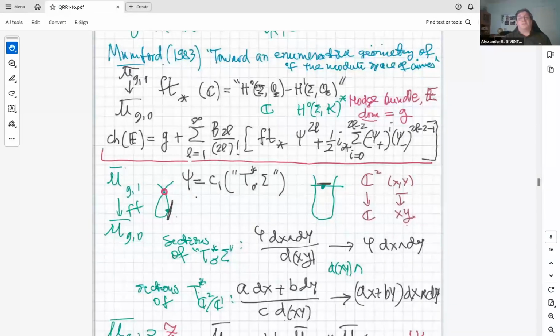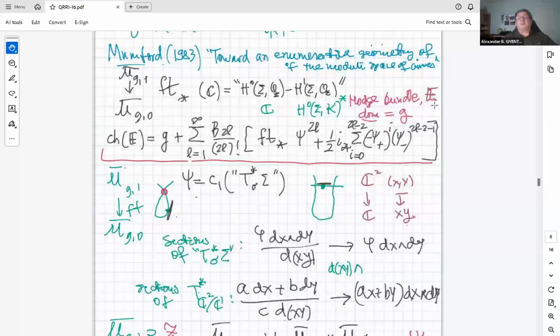So H0, if using a trivial bundle, means it's just constant functions on the curve. So it is just C. It's the trivial bundle on Mg bar. And H1, by Serre duality, is the dual to the space of holomorphic differentials on the curve, the sections of the dualizing sheaf, and it is denoted by this blackboard bold E, and it's called the Hodge bundle. So its dimension is g, the genus, the number of independent holomorphic differentials on the curve. It's a vector bundle on Mg bar.